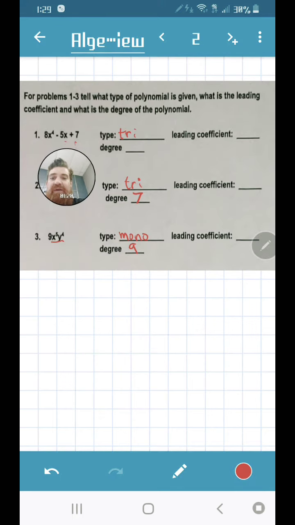And back to number 1. The first term has a power of 4. That's the highest power. That's the highest degree. And that is going to be the degree of the whole thing.